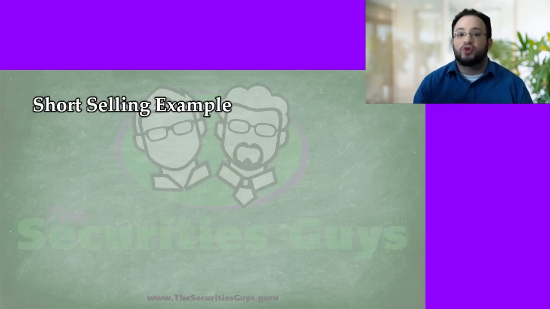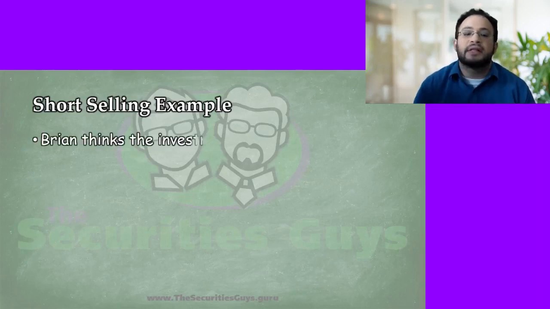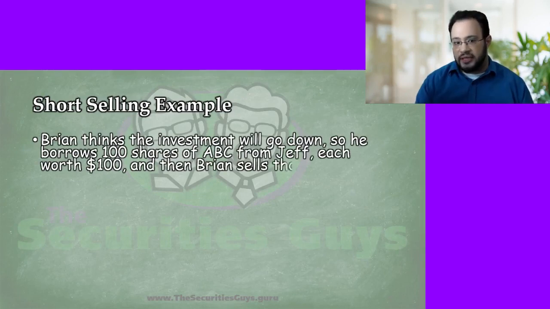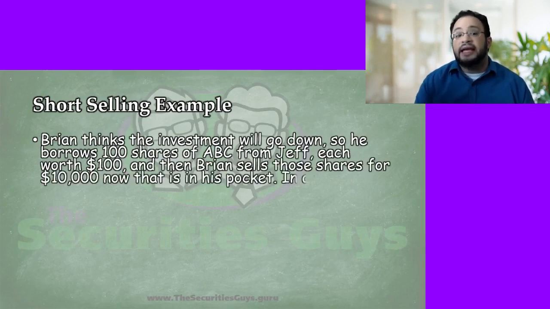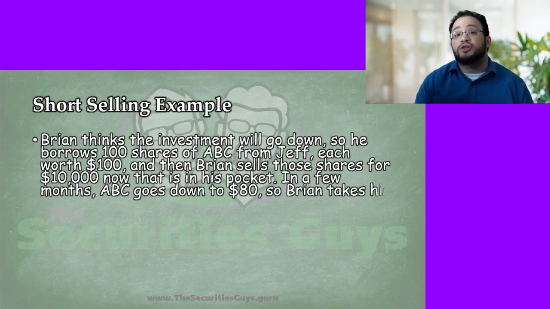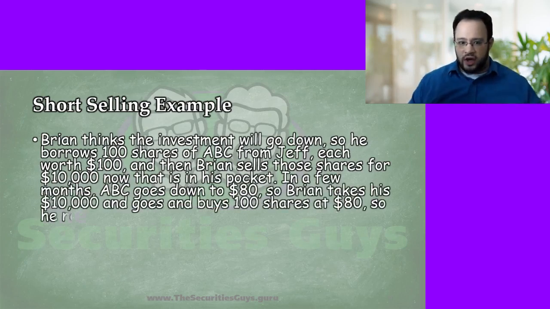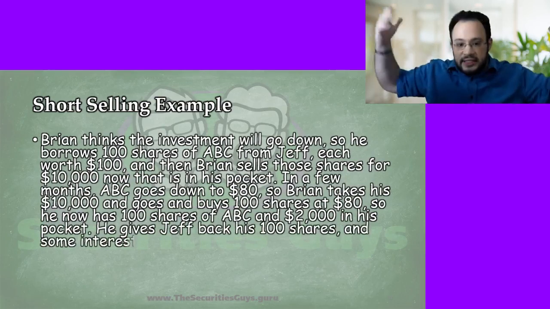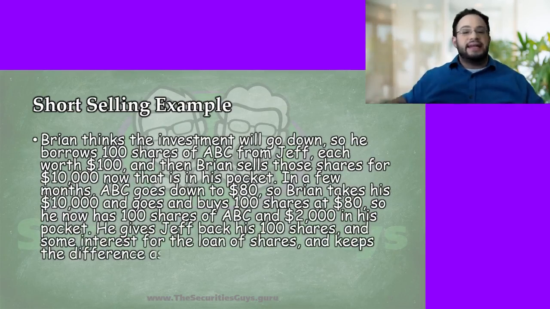So here's a story. I believe the investment is going to go down. So I borrow 100 shares of ABC from Jeff, my partner. Each is worth $100. So I sell those 100 shares. I now have $10,000 in cash. In a few months, I was right. ABC goes down. It's now at $80 a share.